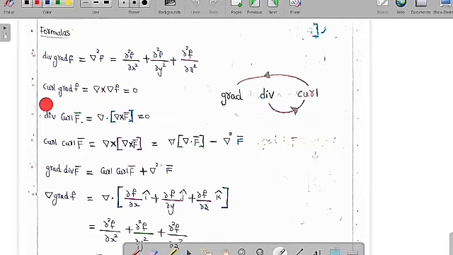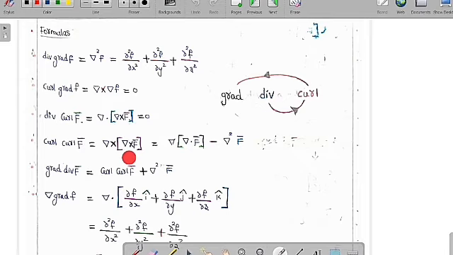Therefore, the curl of gradient of any scalar function, del cross of del f, is always equal to 0, and the divergence of curl of any vector function, del dot of del cross f bar, will always be equal to 0. Suppose the question asks about the curl of f bar, I have already told you the important formula, which is a bar cross b bar cross c bar.